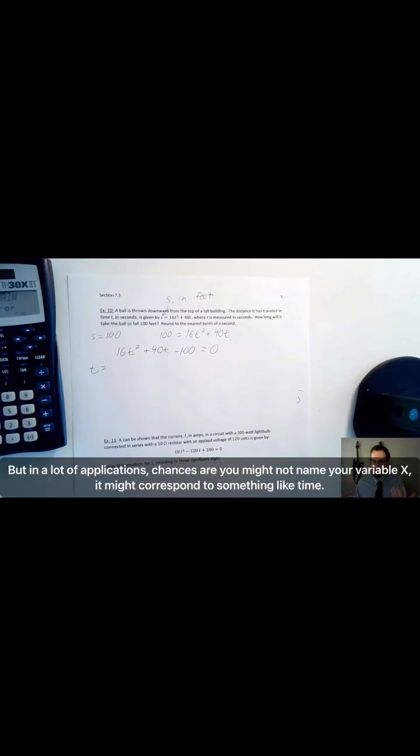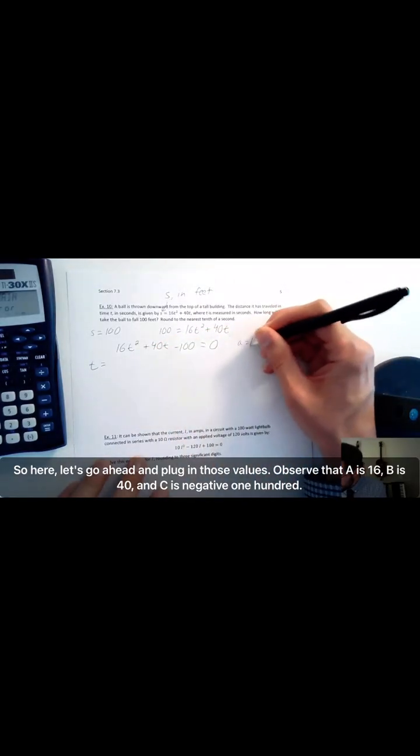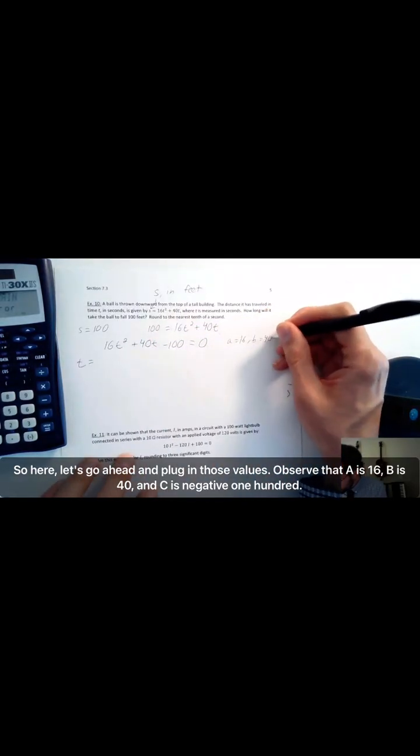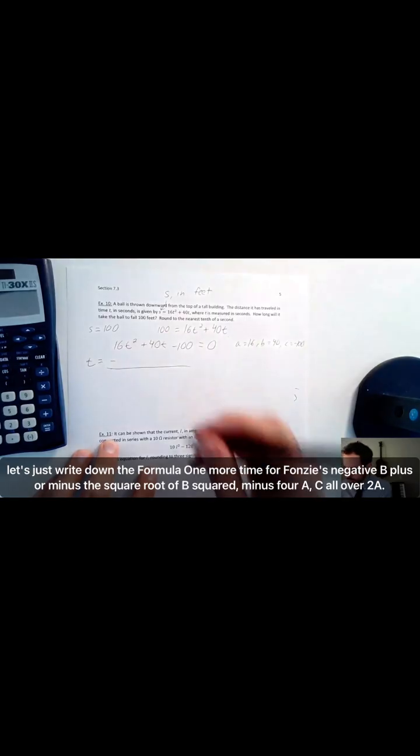But again, the principle is exactly the same, but in a lot of applications, chances are you might not name your variable x. It might correspond to something like time. So here, let's go ahead and plug in those values. Observe that a is 16, b is 40, and c is negative 100. So if I plug in those values, well, actually, before I plug them in, let's just write down the formula one more time for funsies.